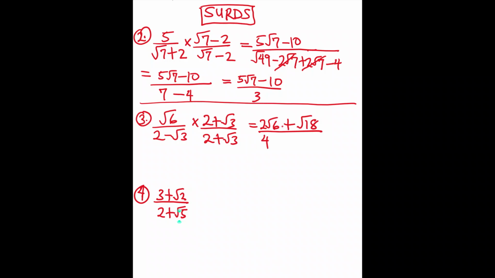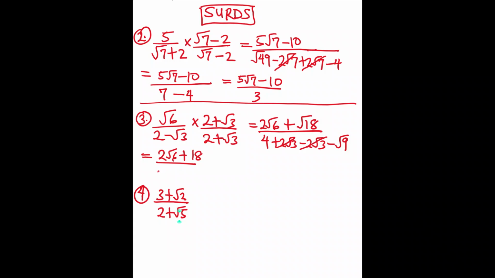Root 2 times 2 is 4, minus 2 times plus root 3 is 2 root 3, and minus root 3 times 2 is minus 2 root 3, and minus root 3 times plus root 3 is minus root 9. Okay, so we have 2 root 6 plus 18.